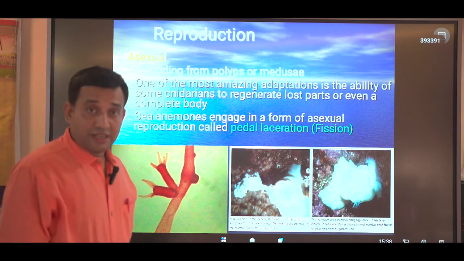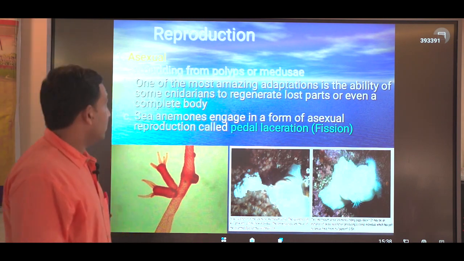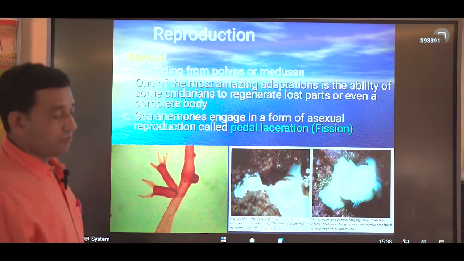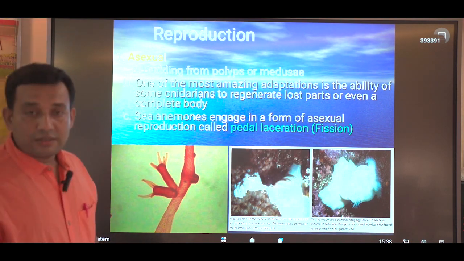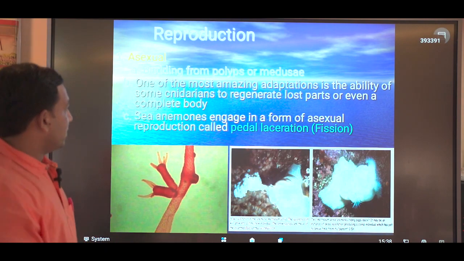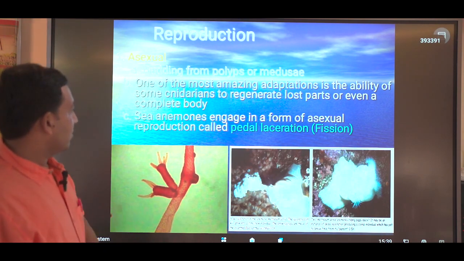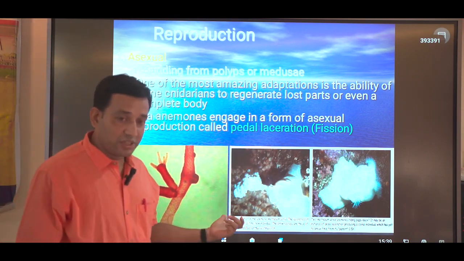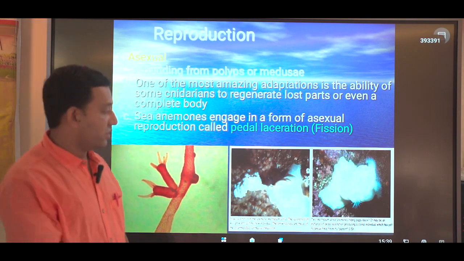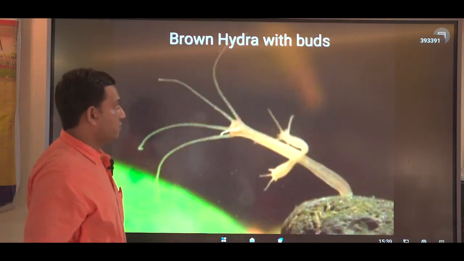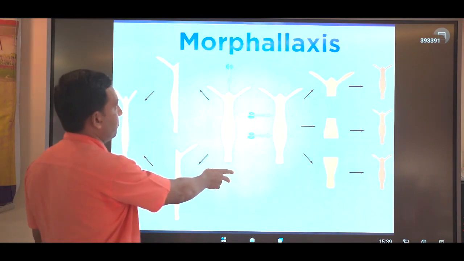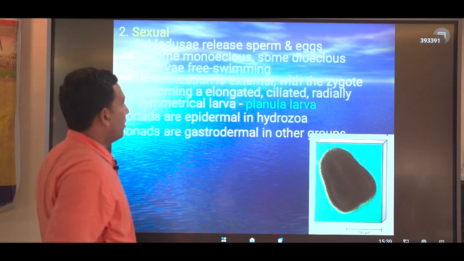Reproduction: if we see the reproductive system of these cnidarians, you will see both types. Asexual reproduction, with budding as the method, occurs in polyps and a few medusae. Then you will see that regeneration is there. Pedal laceration is another kind of asexual reproduction in cnidarians. This is budding of hydra, and this is regeneration in hydra.